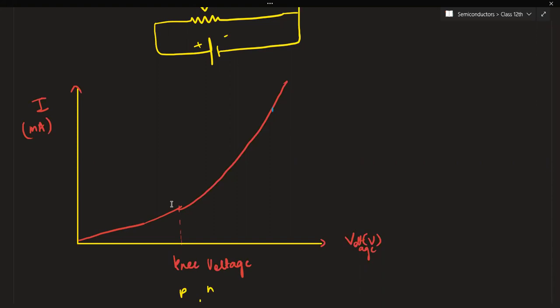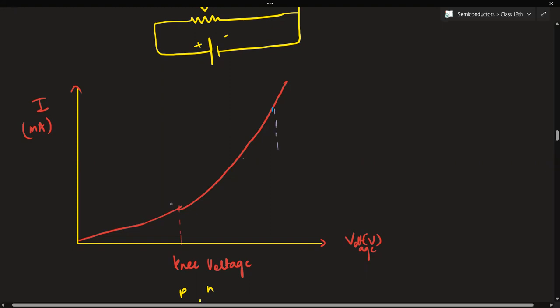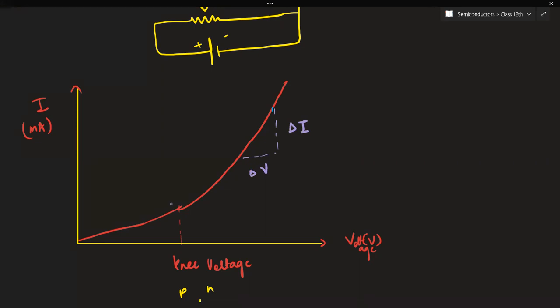So when you see a graph, voltage current graph, this is known as forward characteristic. And even if you calculate the graph slope, this part will be change in current, this part will be change in voltage. That will be the SI diode slope, which you can see.